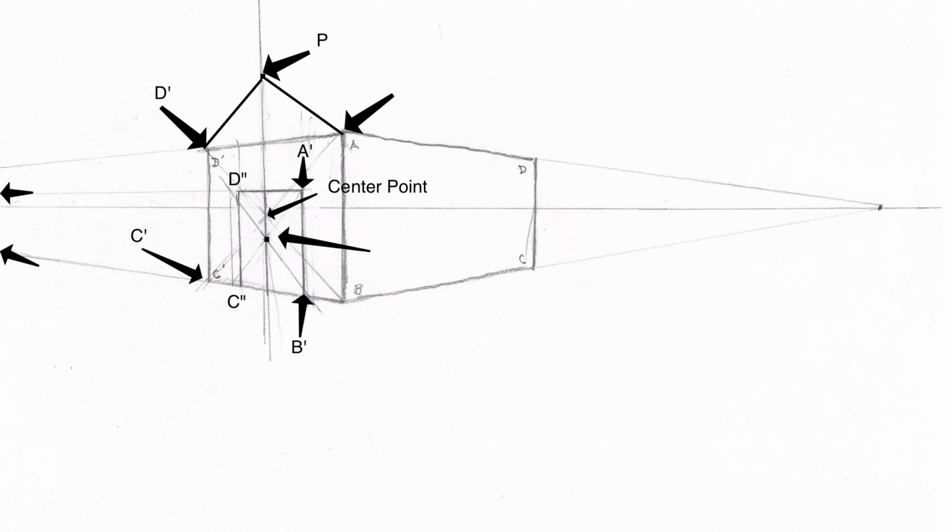So to find the peak of the roof, you have to again look at the building, and I looked at the building and said the height of the roof is about 1/3 of the overall height of the building. So I added 1/3 of the height of the building to that center line and came up with the P point. Now to put the triangle in, we just go from point A to P and from P to D prime, and that gives us the triangle.